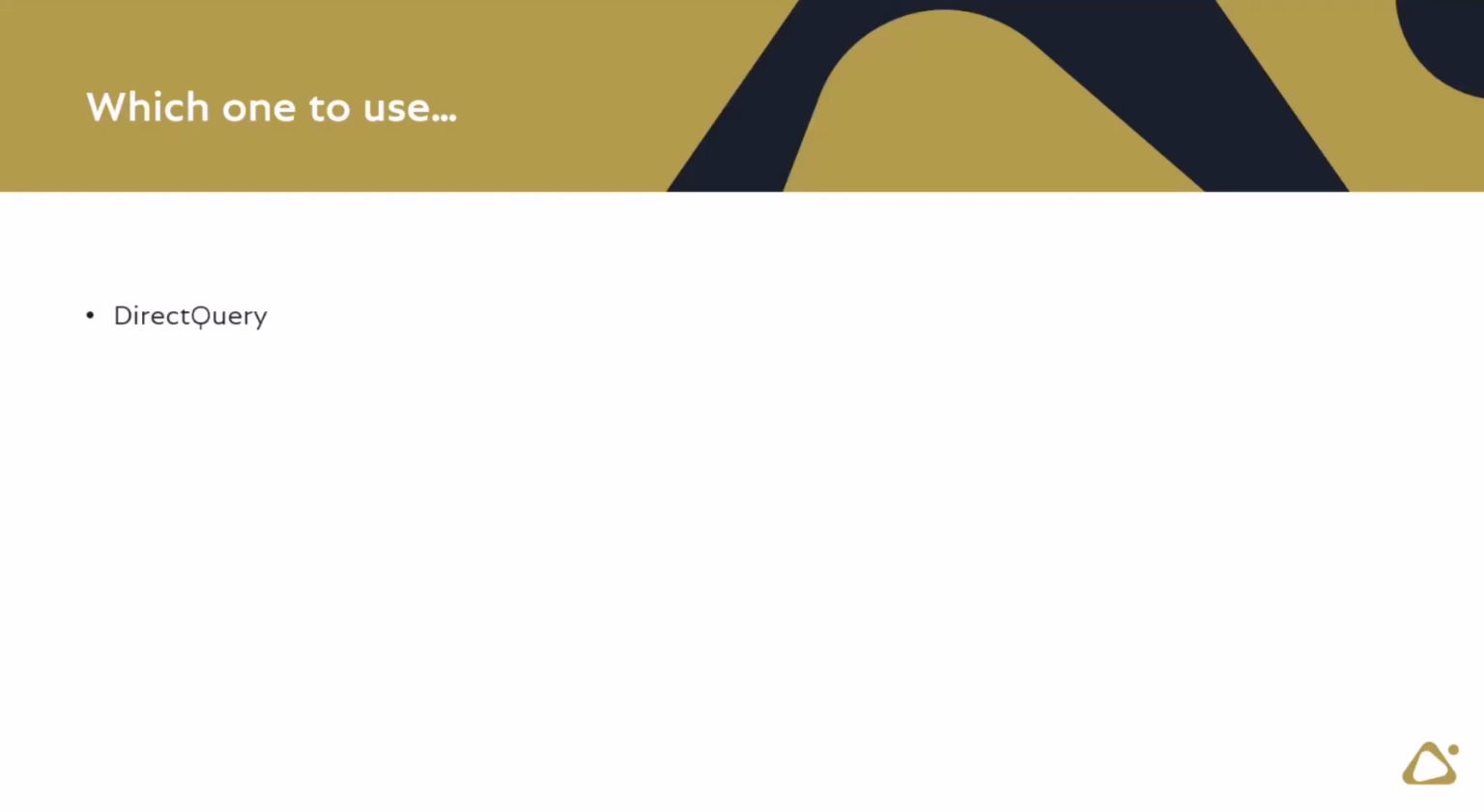Let's start with DirectQuery. In my point of view, DirectQuery is probably the best model when it comes to data freshness, especially if you're working with on-prem data sources. It will get you as close as possible to real-time reporting, but you have to be aware that you will pay a price in query performance.